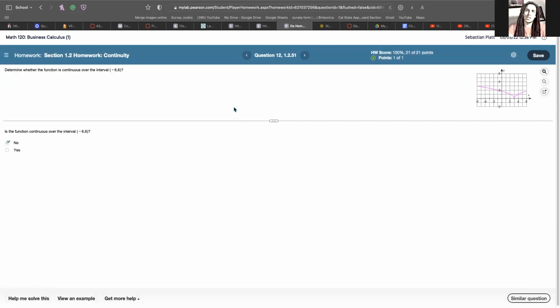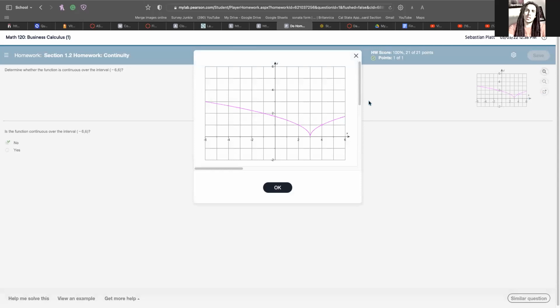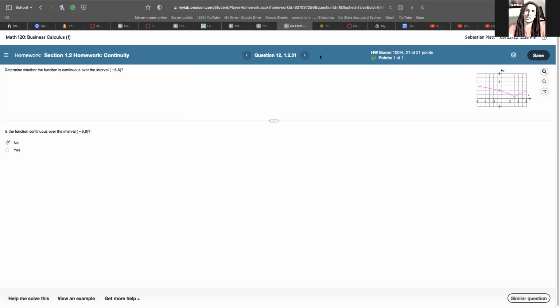Determine whether the function is continuous over the interval -6 to 6. And again, the answer is no. And that's for one reason. Despite the fact that the 2 points are connected at (3, 0), there's a problem. When x is 4, you see that there's an open circle at y = 1, and you have to pick up the pencil. For that reason, it is not continuous.